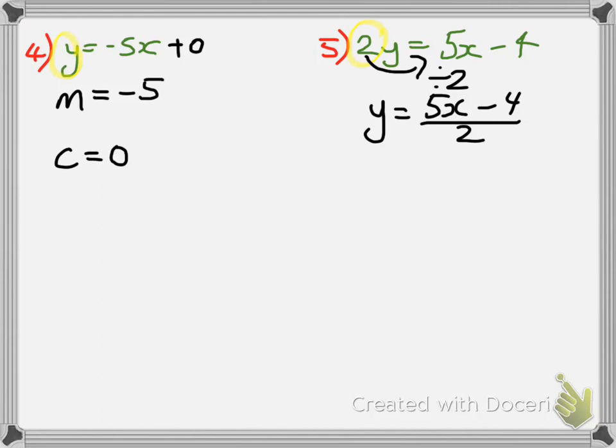Now to do it like that, it looks a little ugly. I can separate the two terms on the top and have 5x over 2 subtract 4 over 2. It allows me to try and simplify.